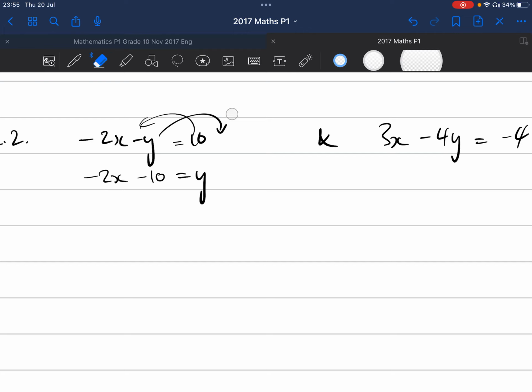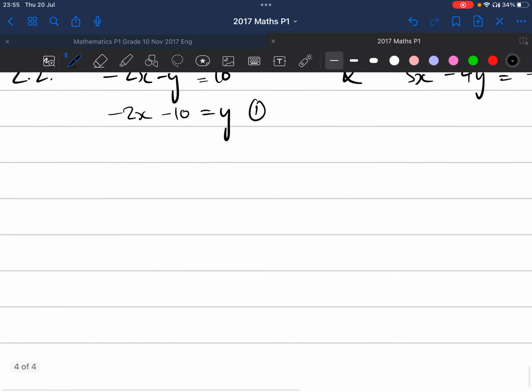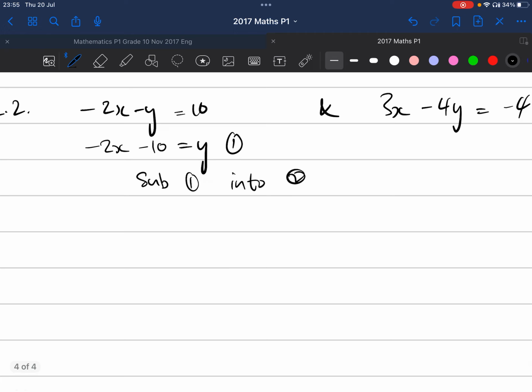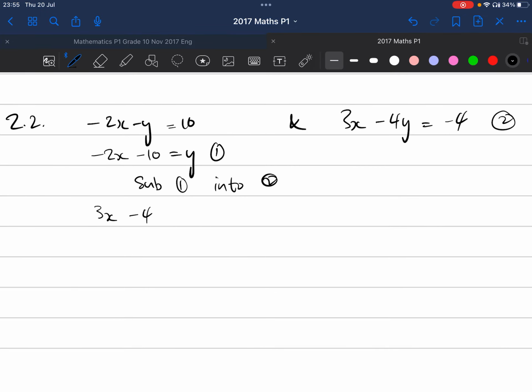equals y. So let's call this our equation number 1, and let's call this equation number 2. Now we tell the examiner that we're going to sub equation number 1 into equation number 2. So I'm writing down this equation here: 3x minus 4, and now in place of y, we put in our equation number 1. So minus 4 times minus 2x minus 10 equals minus 4.